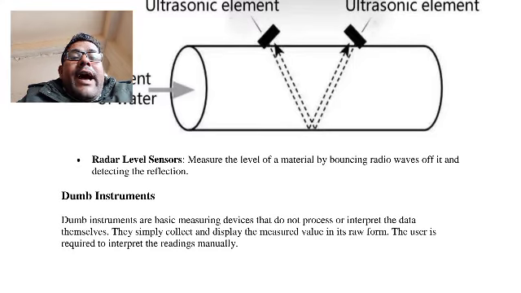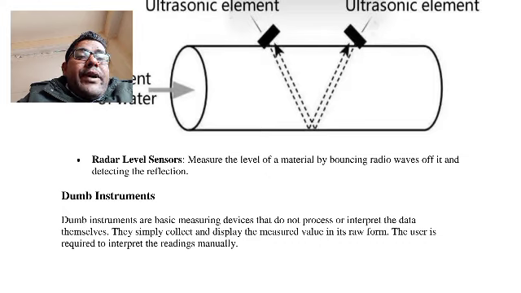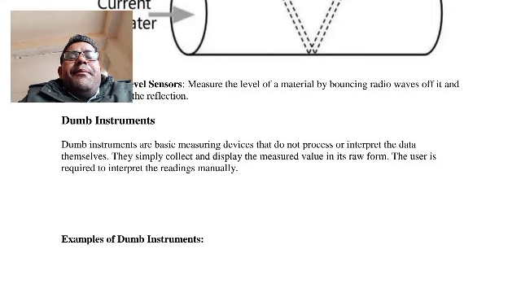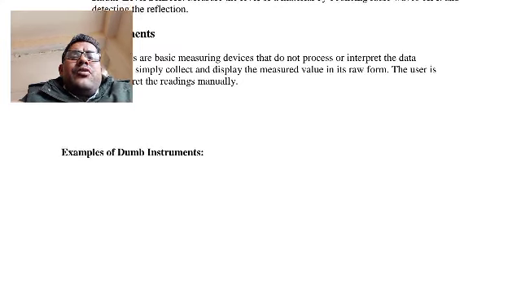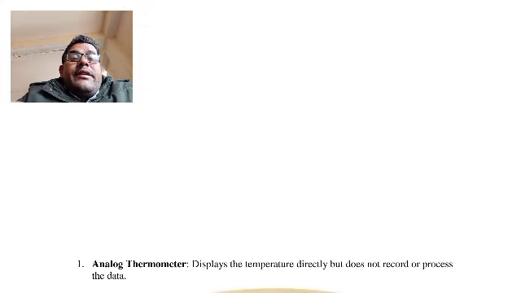Second is the radar level transmitter, which measures the level of material by bouncing radio waves and detecting the signals. Dumb instruments are basic measuring devices that don't process or interact with the data themselves. They simply collect and display the measured value. It is raw and usually requires manual interpretation of the reading. So these are the different types of instruments we can discuss right now.